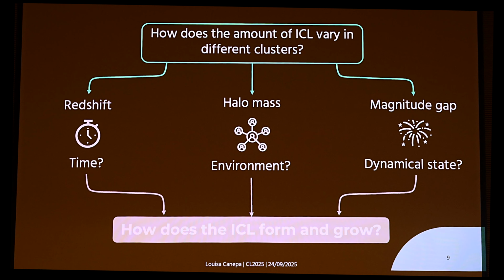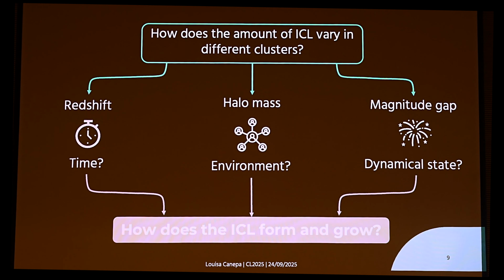So the big question that we're trying to unravel in this study is how is the amount of ICL varying within these different clusters? So in order to look at this, we're going to be looking at redshift. So we use spectroscopic redshifts if we have them, photometric redshifts if not. Halo mass, these are halo masses calculated from scaling relations, which are both calibrated with weak lensing, and the magnitude gap. So that is the difference in magnitude between the brightest and second brightest galaxy in the cluster.